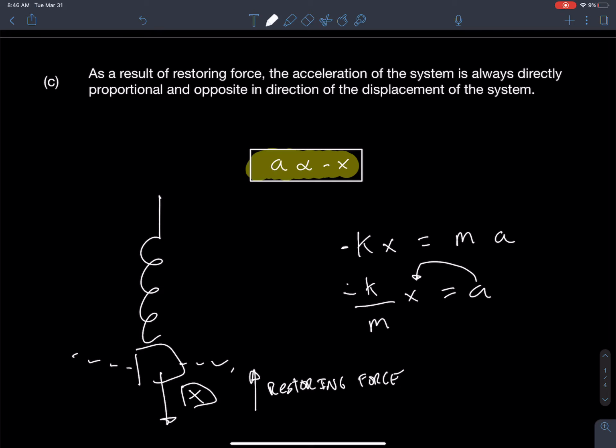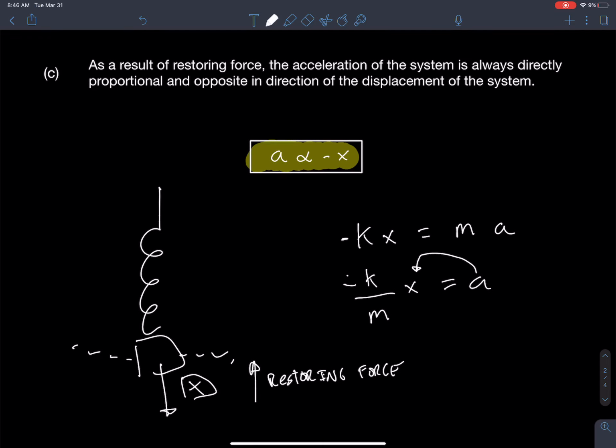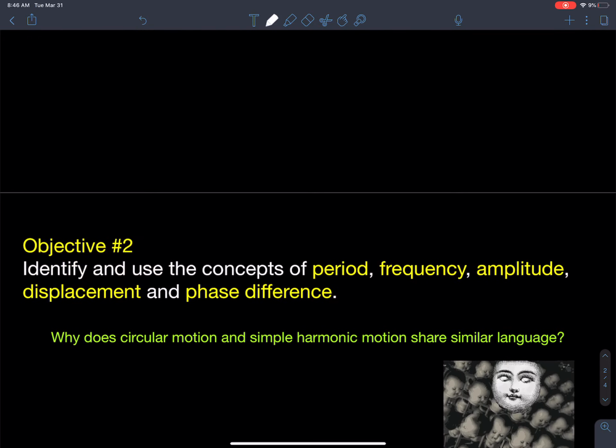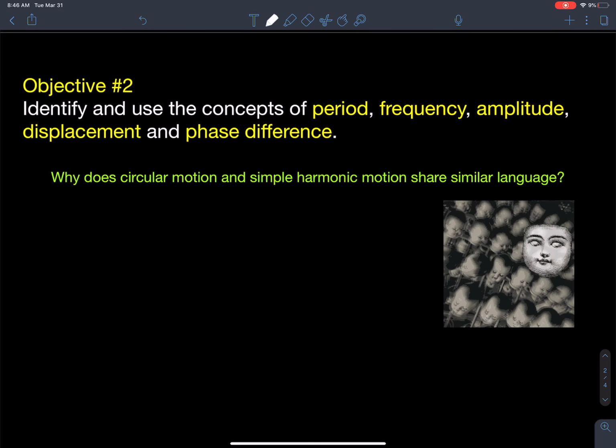Okay, and that tells me right now that an oscillating system is going to have that relationship. We'll graph that in another example later on. Okay, and now for the next objective, we need to be able to identify and use concepts of period, frequency, amplitude, displacement, and phase difference.